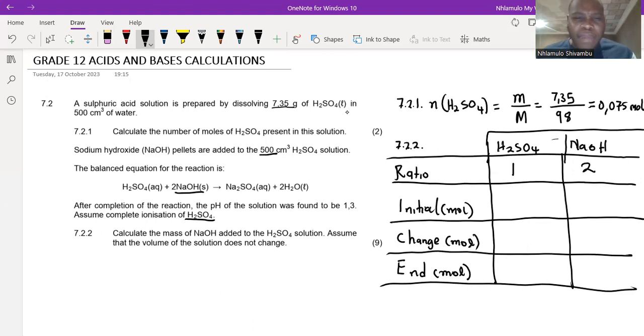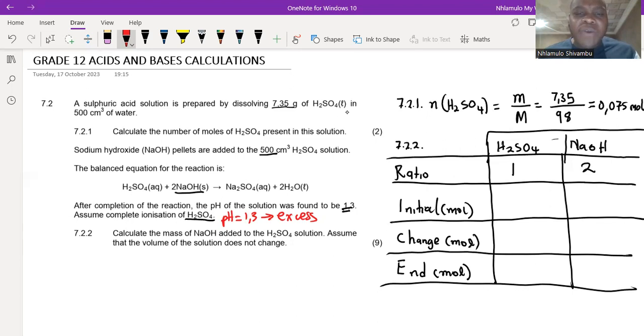We're given the pH of the solution. It was found to be 1,3. You must always remember this: the pH of a solution is determined by the reactant that is in excess. So always, pH is determined by the excess. So this pH of 1,3 is for the excess reactant. This pH will tell us which reactant was in excess.